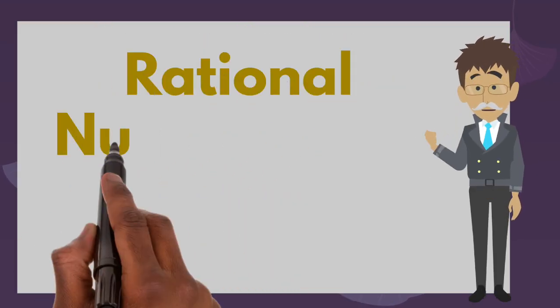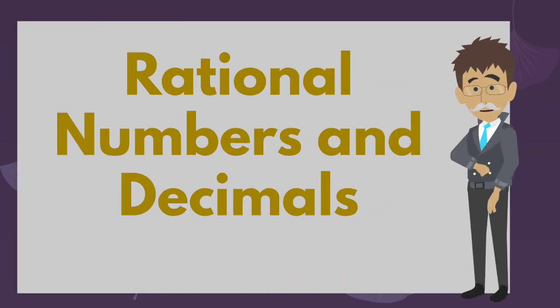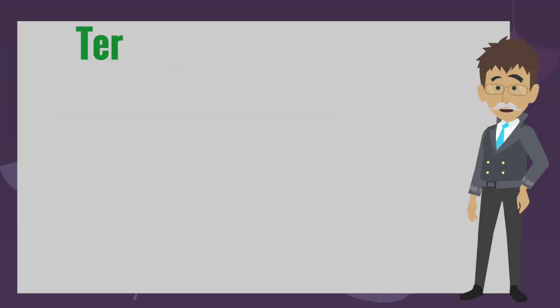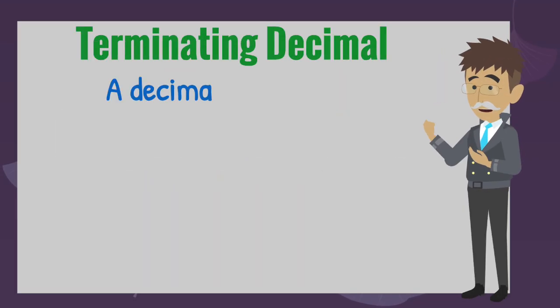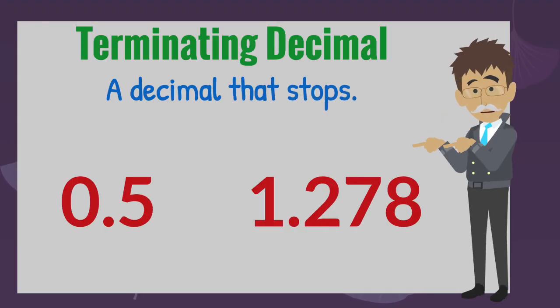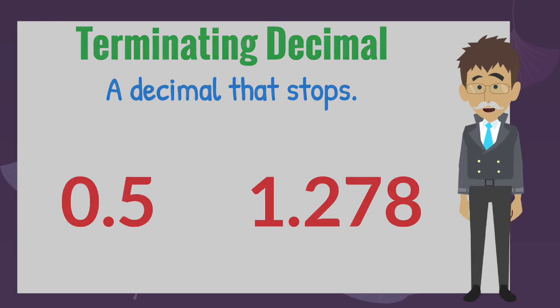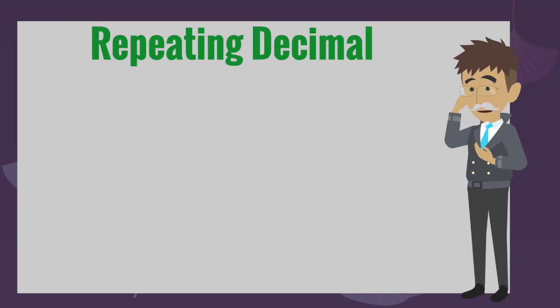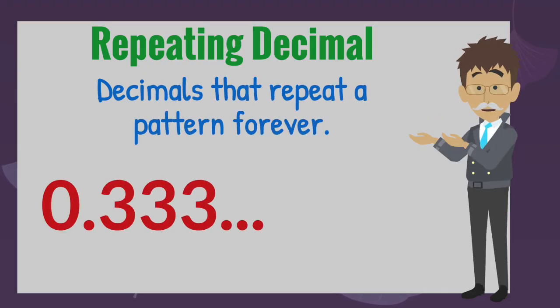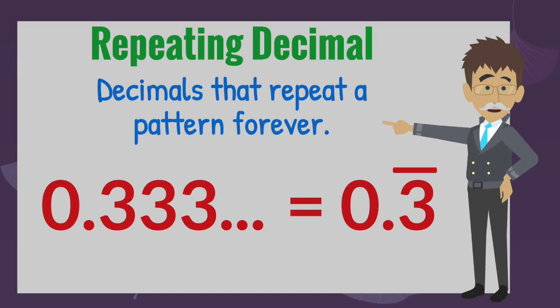Once students understand the categories, they can explore how decimals and fractions fit into the number system. Terminating decimal. A decimal that stops. For example, 5/10 and 1 and 278 thousandths are terminating. Repeating decimal. Decimals that repeat a pattern forever. 0.333 repeating is an example of a repeating decimal.